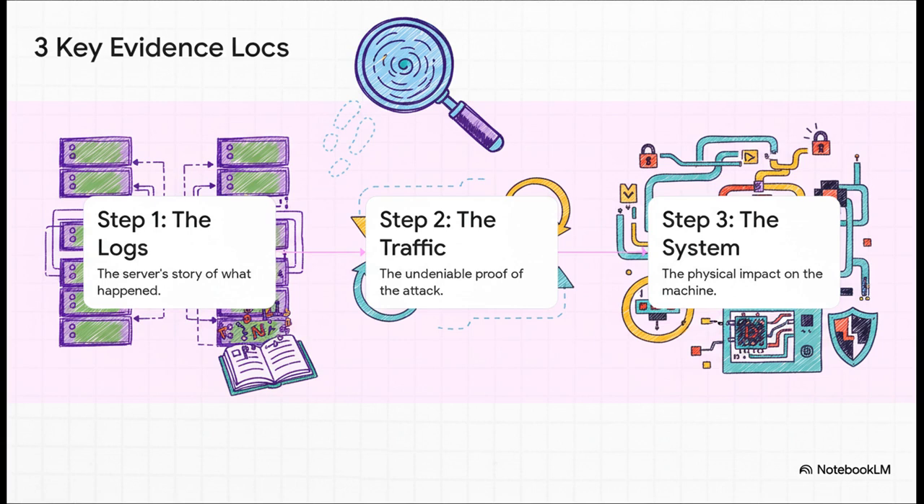Second, you analyze the network traffic. That's the undeniable recording of the crime in progress. And third, you inspect the system. That's the physical evidence left at the scene. I promise you, if you look in these three places, no attacker can ever truly vanish without a trace.